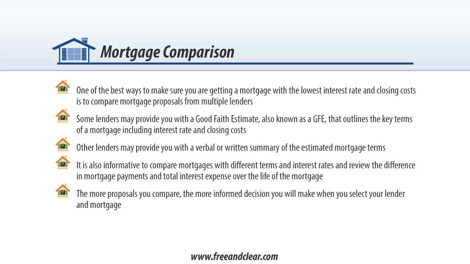You can use either as the source of inputs for the mortgage proposals you evaluate using the Free and Clear Mortgage Comparison Wizard. In addition to comparing mortgage proposals from multiple lenders, it is also informative to compare mortgages with different terms and interest rates. For example, you may want to compare a mortgage with a 30-year term to a mortgage with a 15-year term and review the difference in mortgage payments and total interest expense over the life of the mortgage. The more proposals you compare, the more informed decision you will make when you select your lender and mortgage.